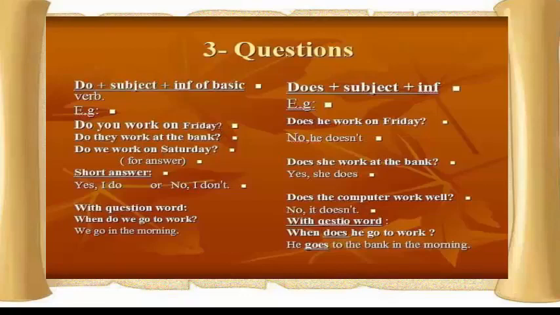Questions in present simple tense or any other tenses consist of two kinds of questions, yes or no questions or WH questions. The first kind is yes or no questions. When we want to make questions without a question word, we use do and does. Do at the beginning of the sentence, does at the beginning of the sentence. When we form a question with the helping verb, do you work at the bank?